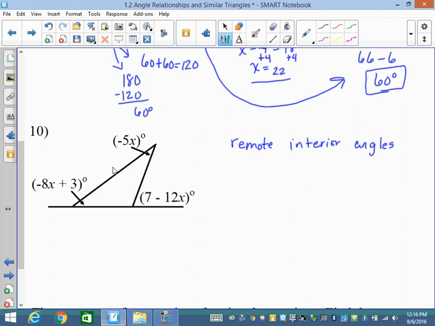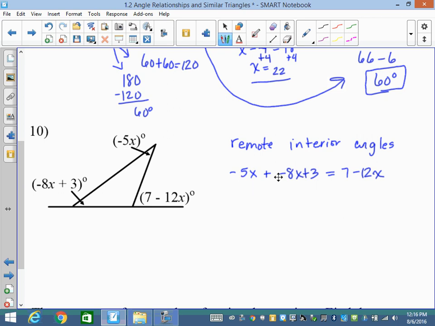So you can do this one or two ways, is you can find this other angle and then do supplementary, or just simply use remote interior angles, which tells us that the negative 5x plus the negative 8x plus 3 must equal 7 minus 12x. That is the remote interior angles. I am not going to do it the other way. You have a question on it, you're going to throw it on your paper going question mark, and you're going to ask me this tomorrow.